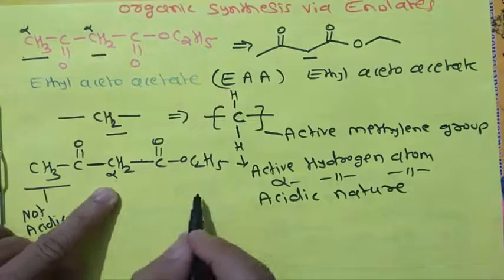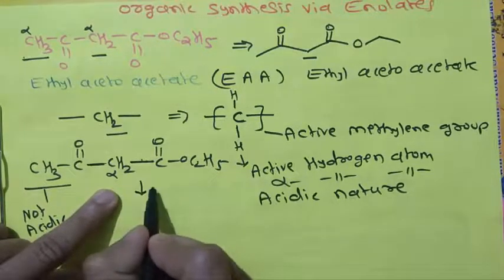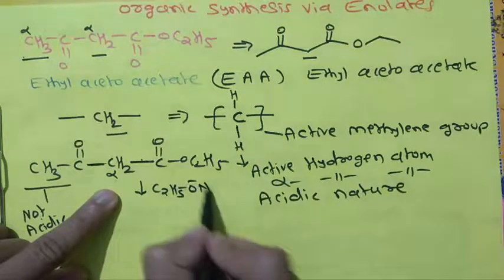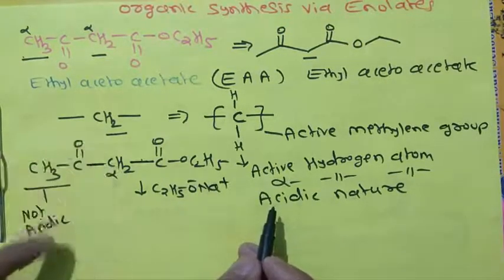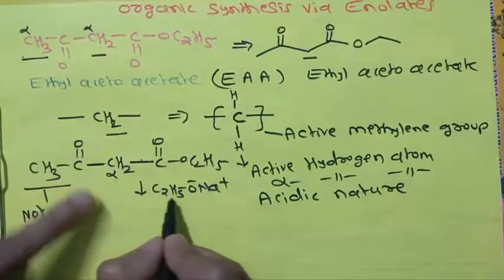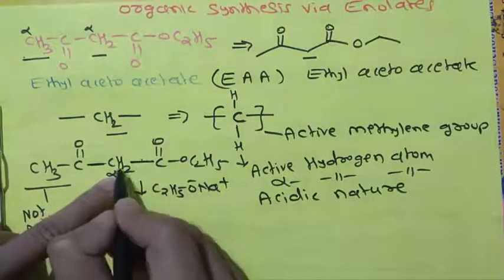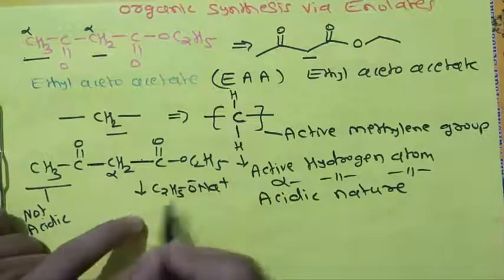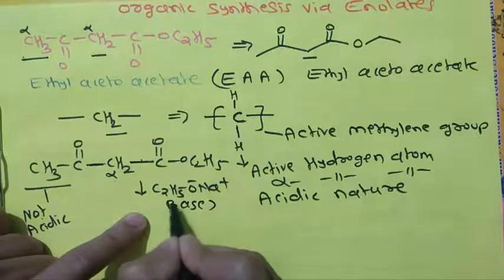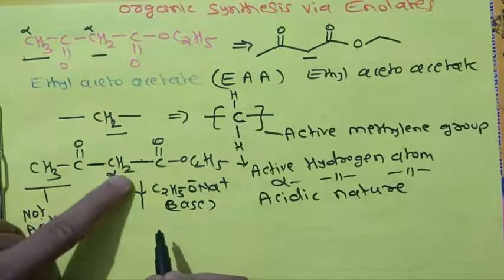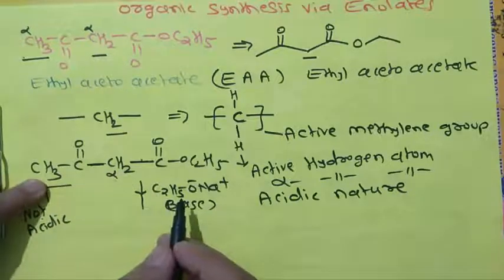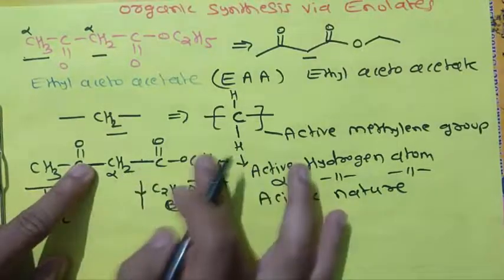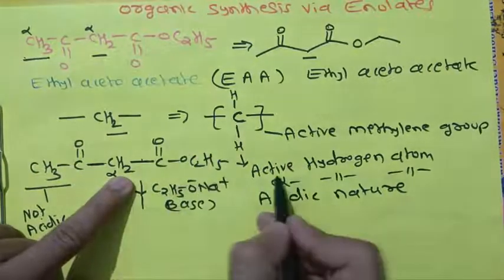Why is it acidic in nature? Because when we add a base, C2H5O minus Na+, to this ethyl acetoacetate, what happens here? This base C2H5O minus abstracts this proton, that is the CH2 proton. It cannot abstract the CH3 proton, because the CH2 group is present in between the two electron withdrawing groups.